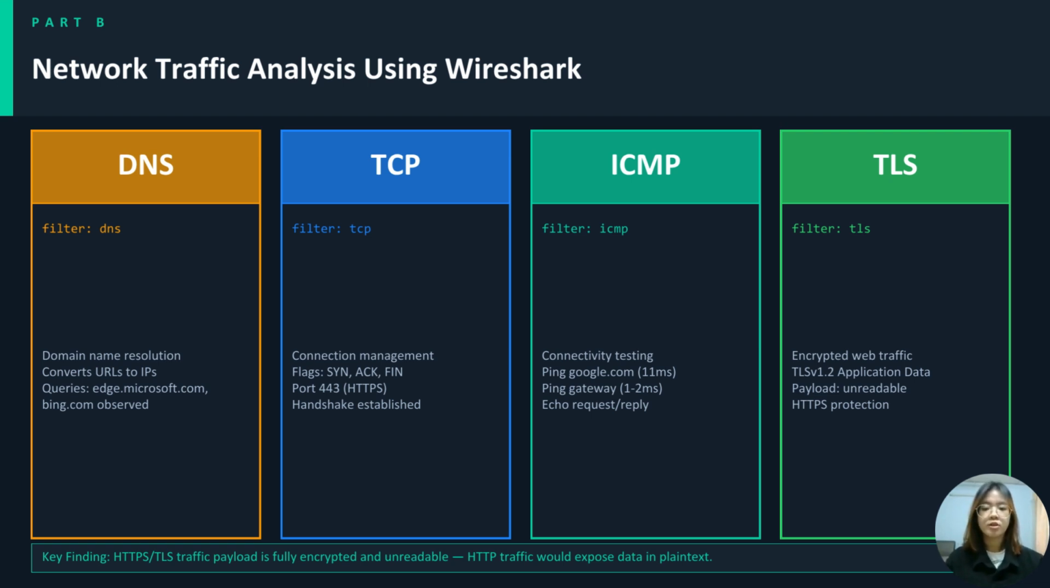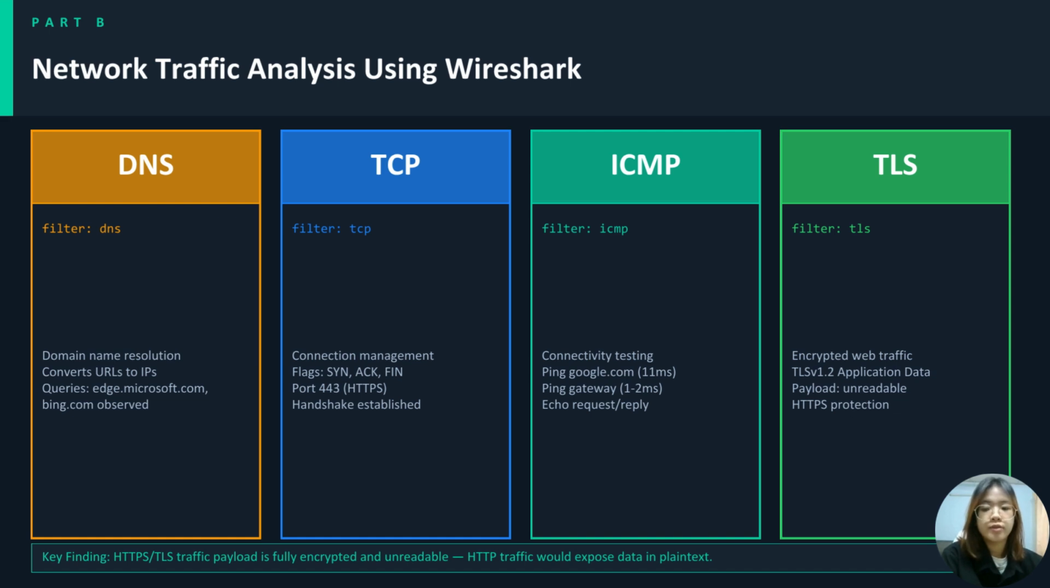So this section focuses on network traffic analysis using Wireshark. It is a packet capture and analysis tool. Wireshark allows us to monitor communication between devices in real time. For this assessment, the Wi-Fi interface was selected, and activities such as web browsing, DNS lookup, and ping requests were performed to generate traffic. The captured packets were then analyzed using different protocol filters to understand the network behavior and identify potential security concerns.